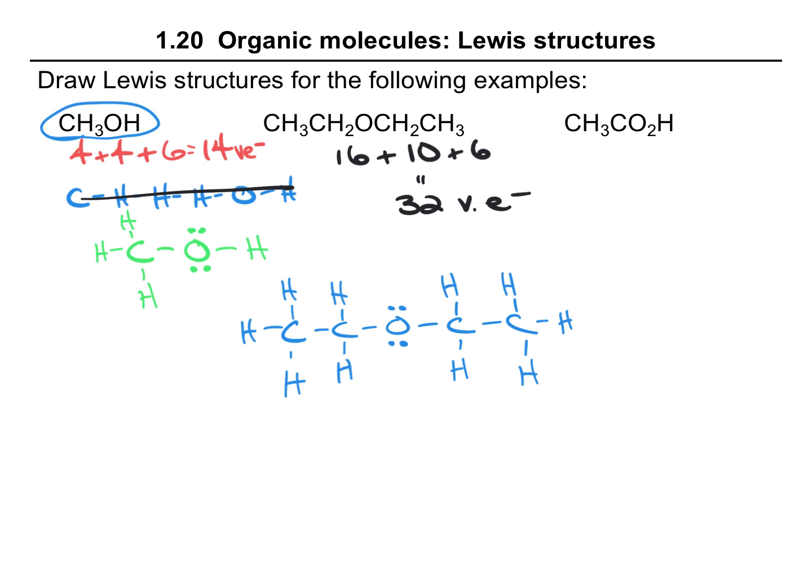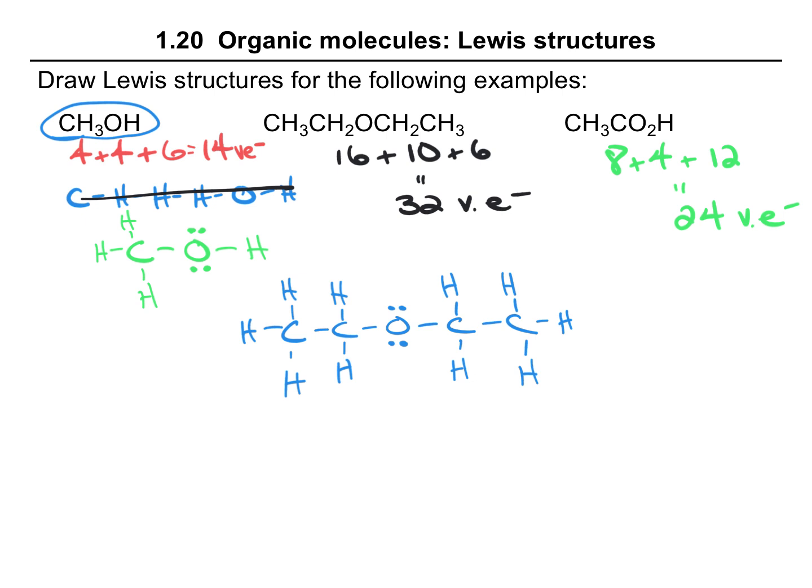First of all, let's think of our total number of valence electrons. We have 2 carbons, so that gives us 8 valence electrons. We have 4 hydrogens, which gives us 4 valence electrons. We have 2 oxygens, each of which has 6, so that gives us 12 valence electrons. So that's a total of 24 valence electrons to work with.